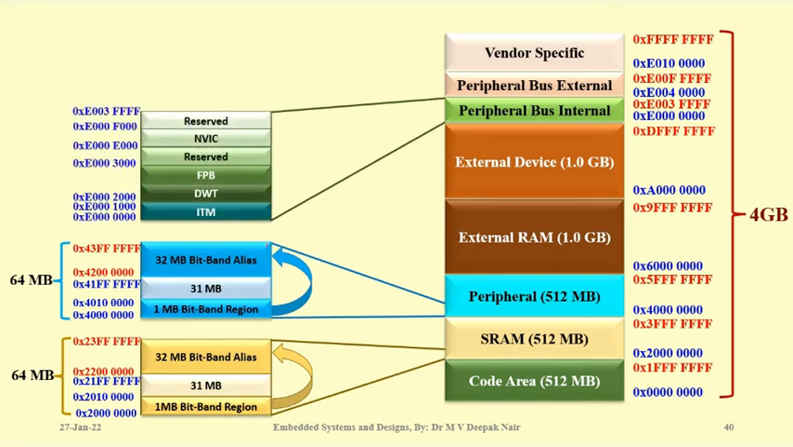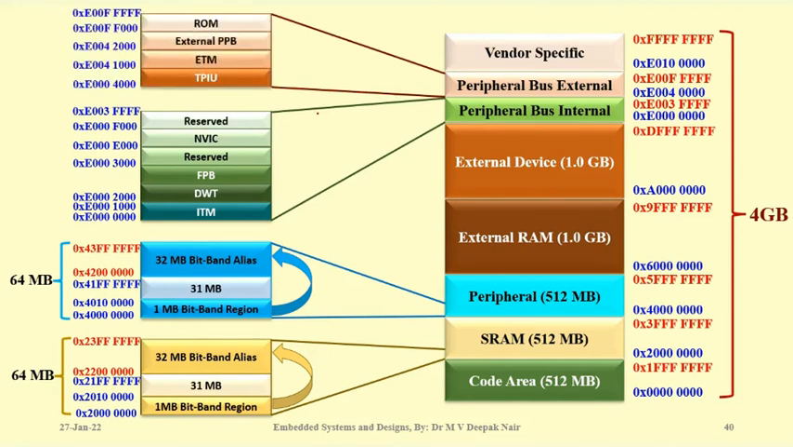Similarly, the peripheral bus is also bit banded. You don't have to remember all these addresses I am talking about. Bit banding is important, though. So these are all the bit banded regions where you can map one region of memory to another region of memory, provided, remember, one bit is mapped to a 32-bit. So using a 32-bit register, you can change even a single bit of the peripherals.